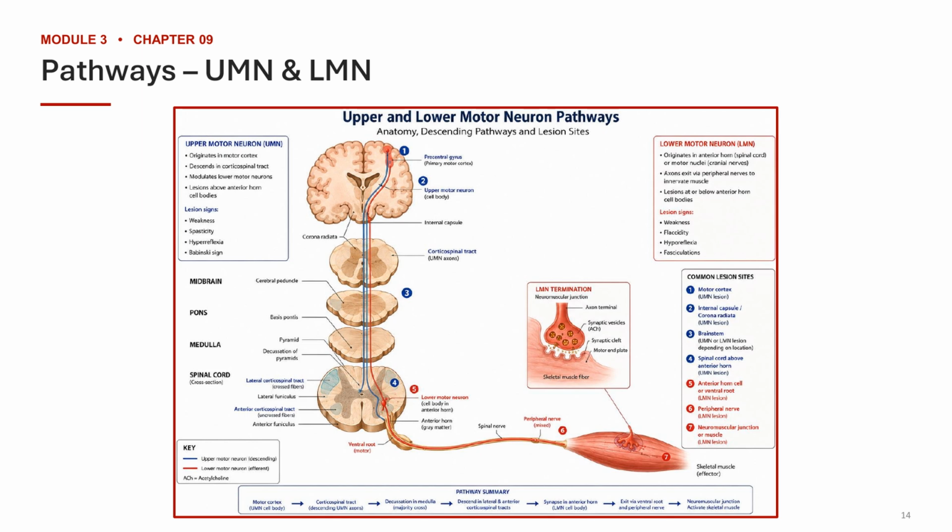Everything above it is upper motor neuron. Everything from it outward is lower motor neuron. So when you localize a lesion as UMN or LMN, the question you are really asking is, does this sit above the anterior horn cell or at it and beyond? Keep this image in mind. We are about to hang a great deal of clinical detail on it.